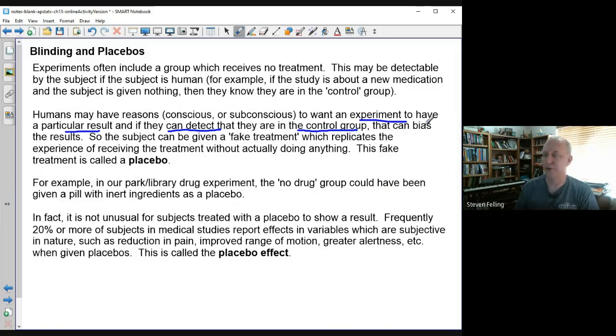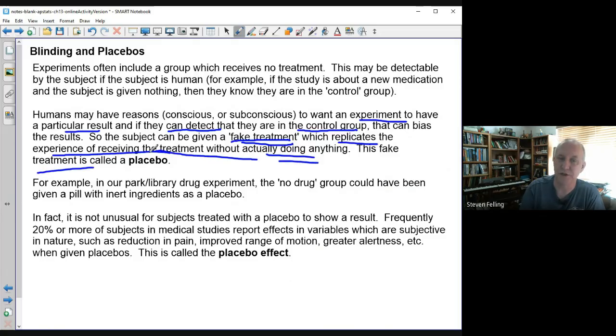Let's say, for example, that you're talking about some sort of a medicine that's injected with a syringe, right? So if one group gets an injection and the other group doesn't get the injection, that means that the subjects know whether they're getting the drug or not, and that could affect something, right? Especially if it's something like a pain study that's sort of subjective and they have to report on their pain level. So the subject will typically be given a fake treatment that replicates the experience of receiving the treatment without getting the active ingredient.